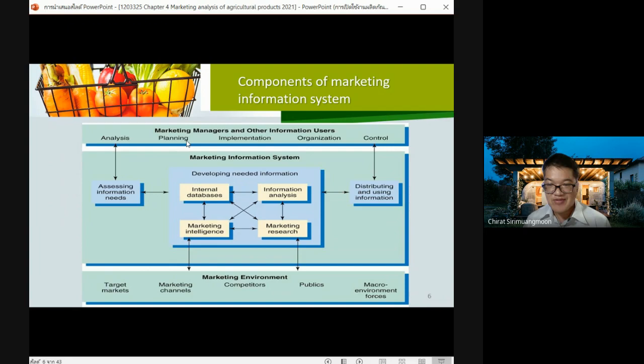So after you have this information, you're going to distribute the information back to the marketing manager, or the top officers.